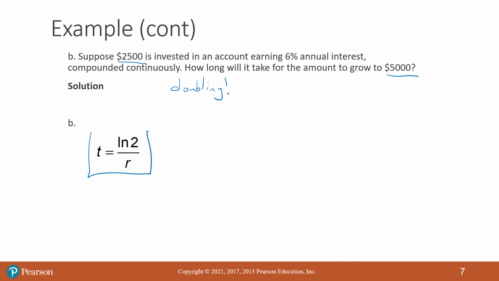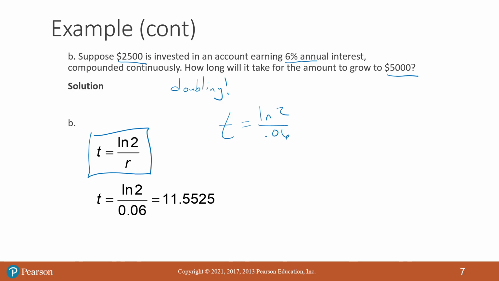T equals the natural log of 2 over r. What is r? R is just our interest rate. Here, that's 6%. So all we're doing is saying, t equals the natural log of 2 over 0.06. You do have to write it as a decimal because we need to convert from a percent to a decimal in order to actually calculate here. So t equals the natural log of 2 over 0.06, which gives us approximately 11.5525. So a little over 11 and a half years there.